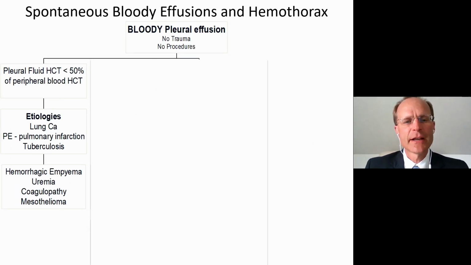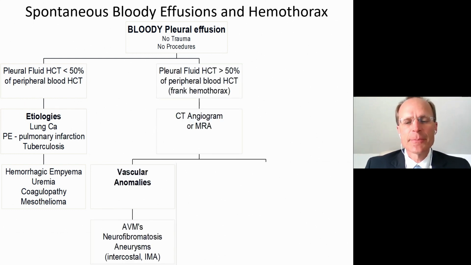If we follow this algorithm, it gives us a list of common causes of frankly bloody pleural effusions. And if there's no trauma or procedures and the peripheral hematocrit is less than 50%, we think of lung cancer, pulmonary embolism with infarction, tuberculosis, hemorrhagic empyema, uremia, coagulopathy. If the pleural fluid hematocrit is greater than 50%, that's a frank hemothorax.